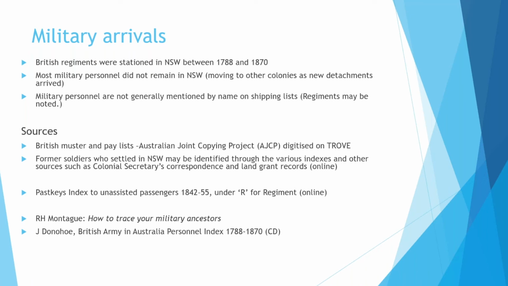The main source to check are the British muster and pay lists. They're part of the Australian Joint Copying Project. They are in the State Library, but they've also been digitised on Trove. So for those former soldiers who settled in New South Wales, sometimes you can identify them or pick them up in various indexes such as the Colonial Secretary's correspondence and land grant records, and the Passkeys Index to unassisted passengers, if you looked under R for regiment. Also, another good published source is R.H. Montagu's How to Trace Your Military Ancestors. It usually has a page for each regiment, when they came to New South Wales, where they went, where they were stationed. So that's a very good published source to look at.